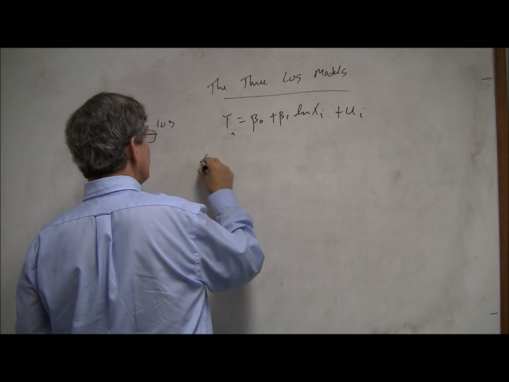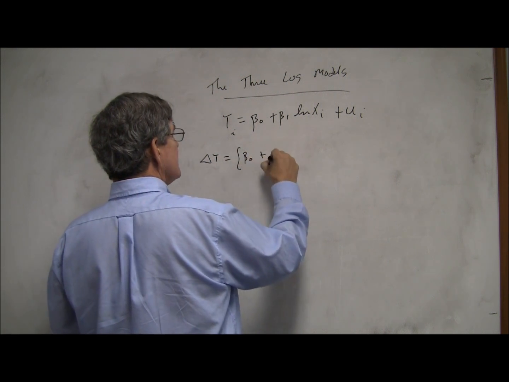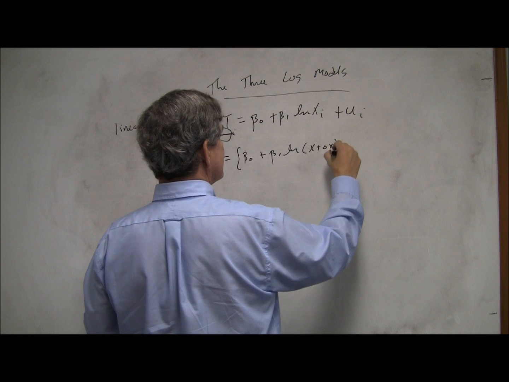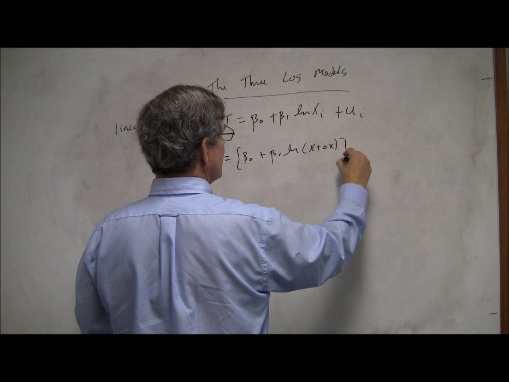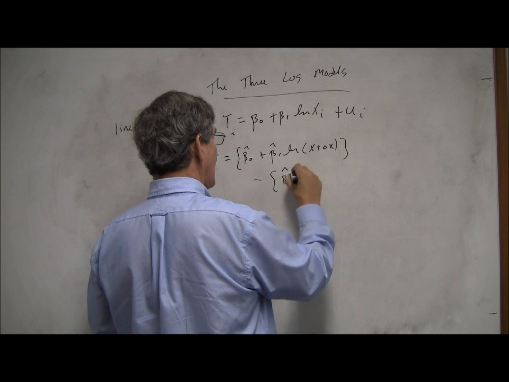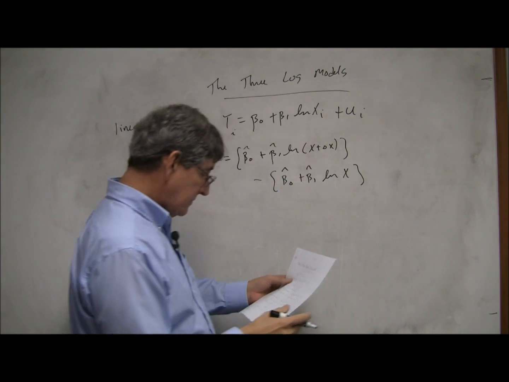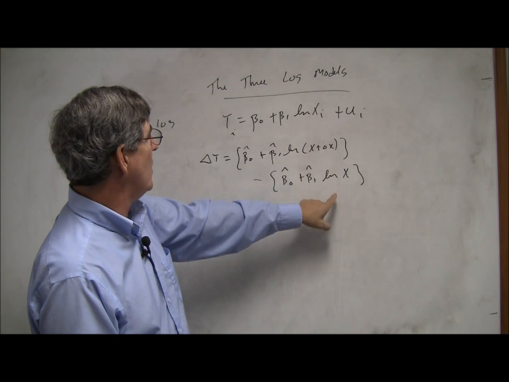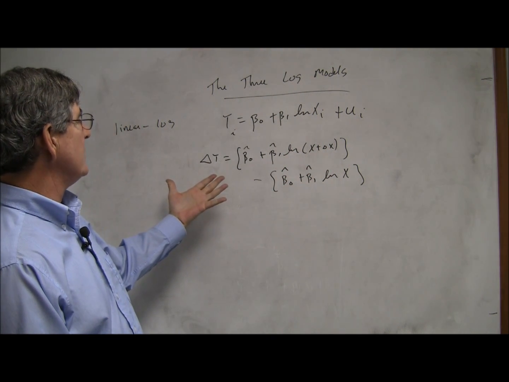The change in y_i is equal to beta 0 hat plus beta 1 hat log of (x plus delta x), estimated change, so we're not using the u_i's, minus beta naught hat plus beta 1 hat log of x. Okay? So x might be 100, and we're going to increase it by 1, so this is 101, and this is 100, so we're looking at a change from, say, 100 to 101, something like that. The change in y would be equal to this.